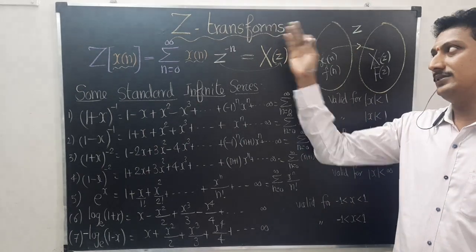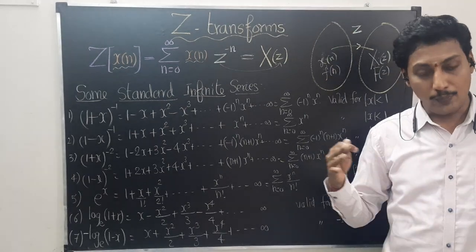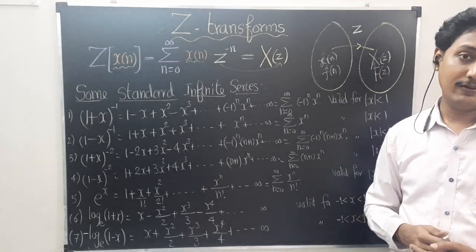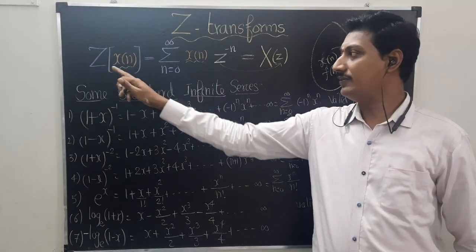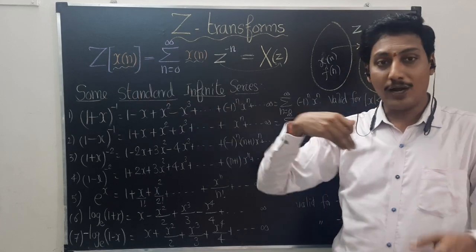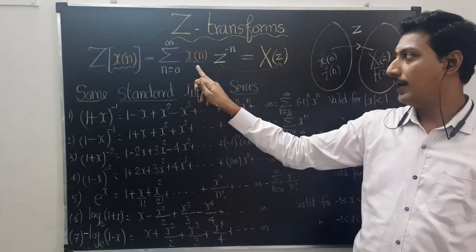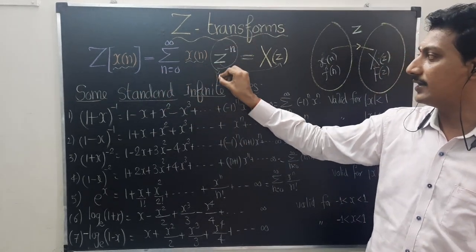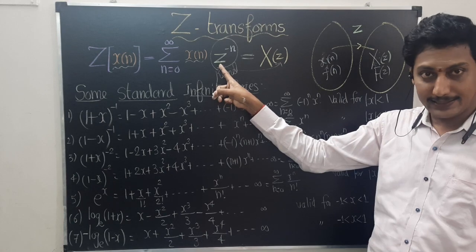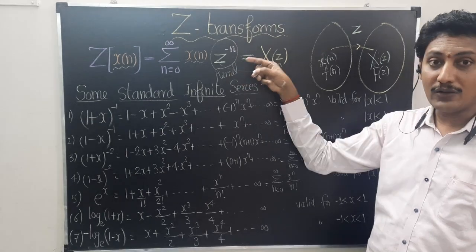As I told you, this Z transform is mainly used for discrete systems. If it is continuous, we accumulate by doing the integration. If it is discrete, we sum up all the possible values. So what is the Z transform of the sequence x of n? Whatever sequence we have, we go for the summation over n equal to 0 to infinity of x of n times z to the power minus n, and this is known as the kernel of the Z transform. This kernel completely depends upon z, so that is why the output is in terms of z. So this kernel only will decide what the output will be.